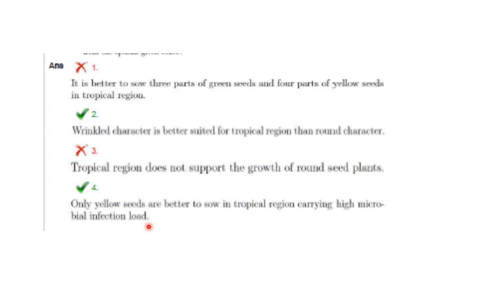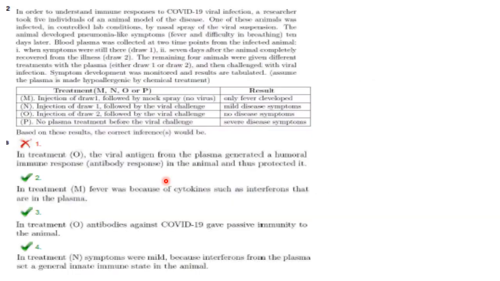In temperate regions, the green plants were more than yellow, whereas in the tropical region, at whatever growth condition, yellow was more than that of the green color. So even when there was a high microbial load, yellow seeds survived and adapted to it more strongly than the green ones. So option 4 is correct. So 2 and 4 are the answers.